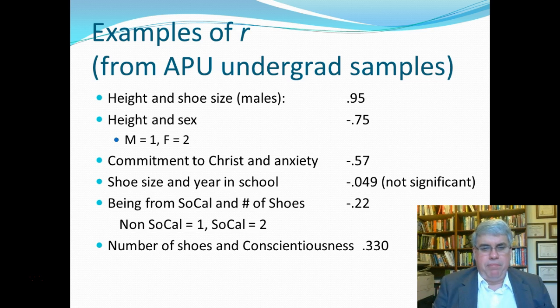Now the relationship between height and sex is also pretty strong. If we say that males are 1 and females are 2, the correlation is minus 0.75. And that means, in general, males are taller than females, but there are quite a few females that are taller than quite a few males, so it's not a perfect correlation.